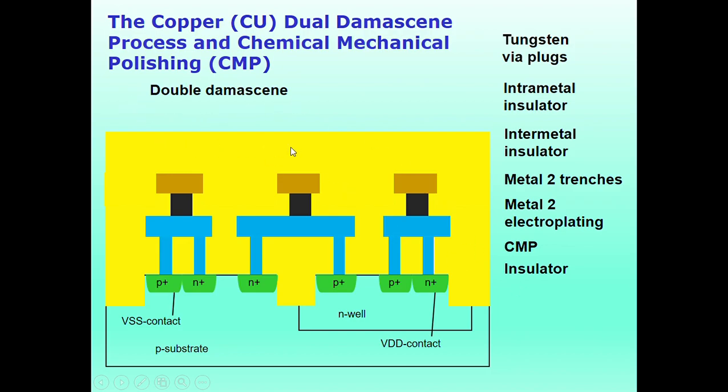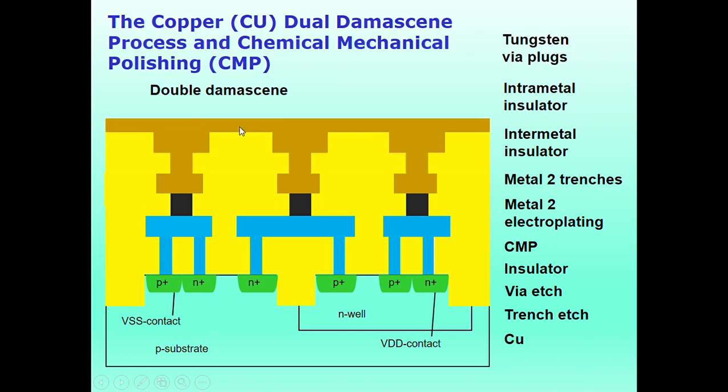First the insulator, then via trenches. Here you can see via trenches, trench etching. This is copper, and finally CMP or chemical mechanical polishing.